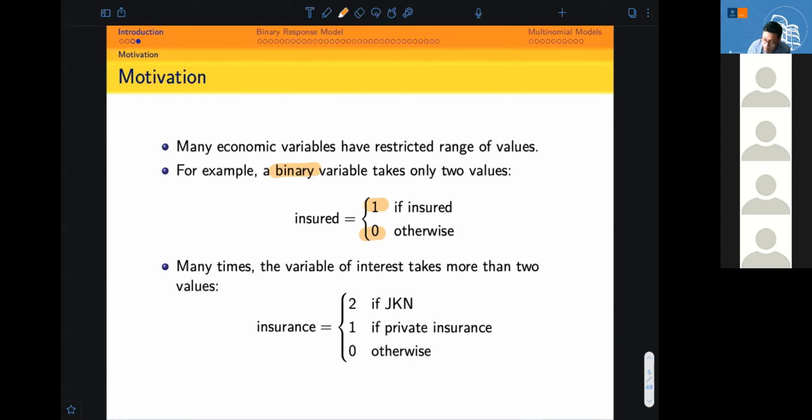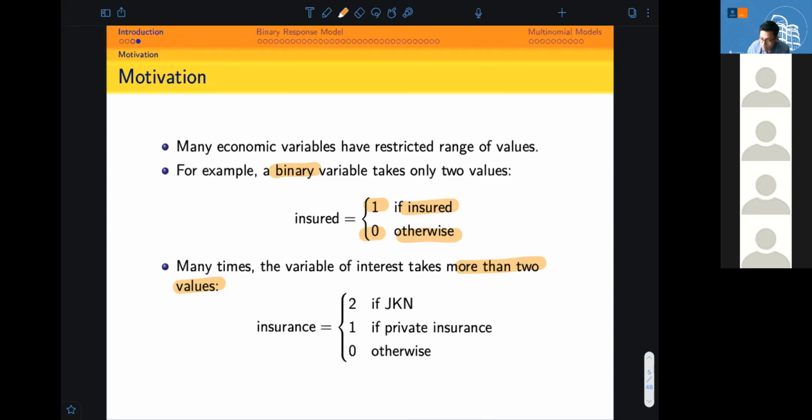Now, many times the variable of interest could take more than two values. In this case, we're not dealing with a binary variable, but with a categorical variable with more than two categories. In this particular case, it's again the ownership of insurance. Instead of having information on whether an individual is insured or not, we have information on the type of the insurance as well as whether the individual is not insured.